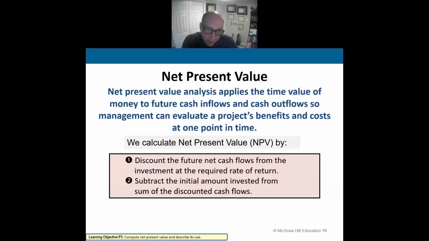First step is you discount the future net cash flows from the investment at the required rate of return. And then you subtract the initial investment from the sum of the discounted cash flows. It sounds complex. It is complex. But I'll tell you, a financial calculator will quickly and easily do this for you.